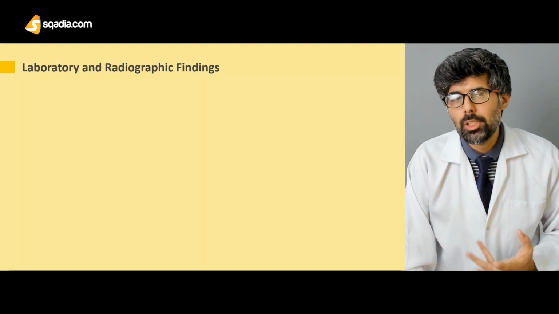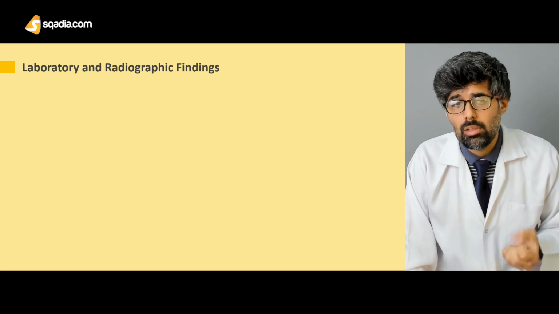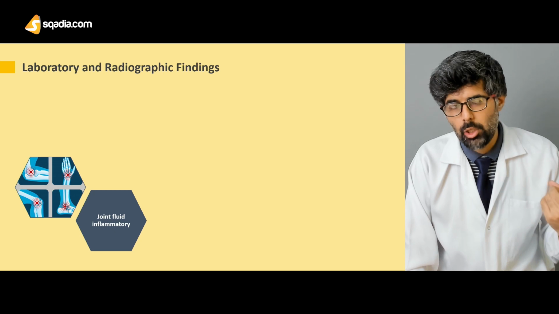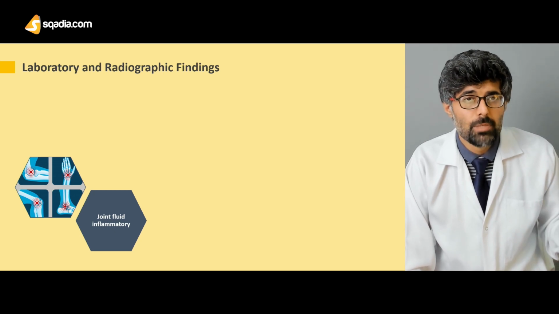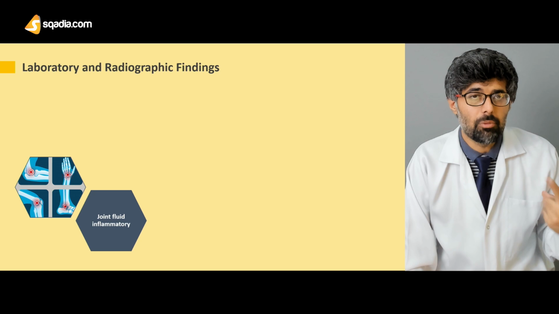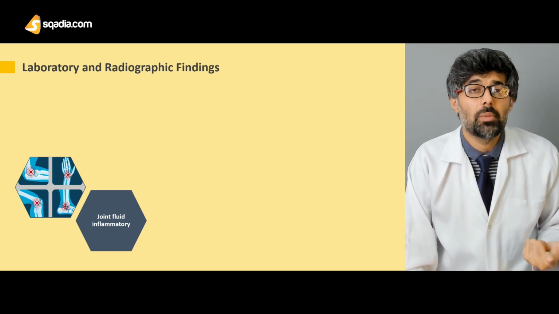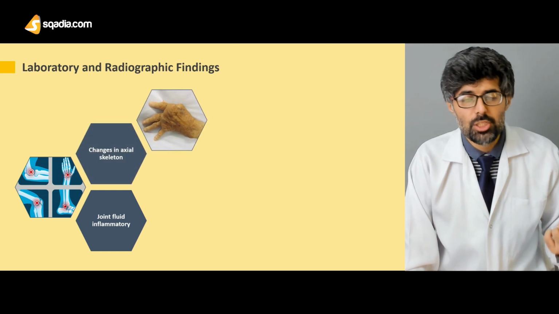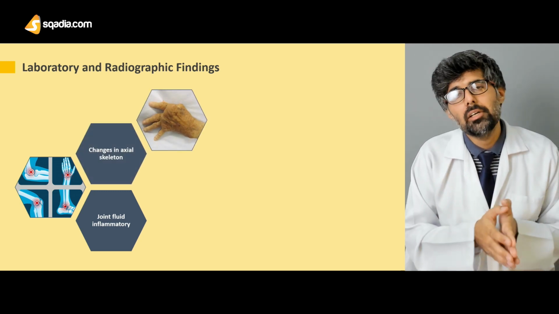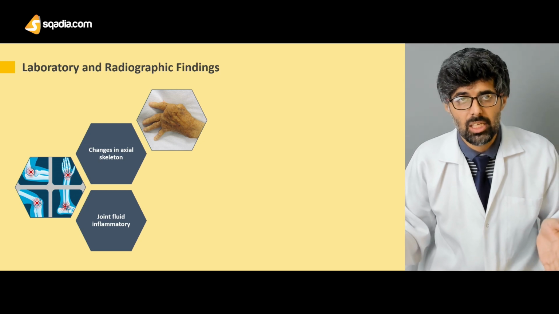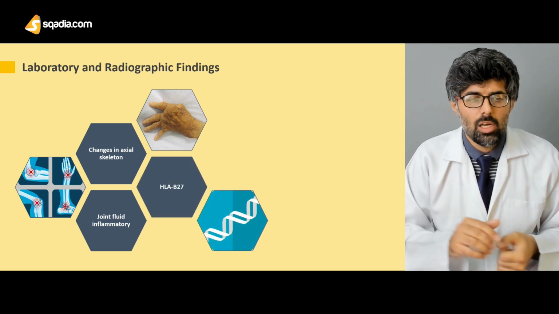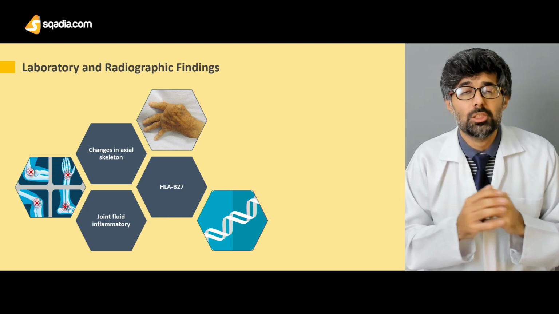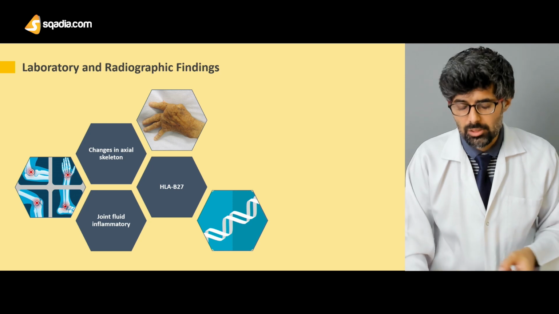Now, as for the laboratory and radiographic findings in these patients, we have the joint fluid cytology, and that always comes back inflammatory because it is an inflammatory or pro-inflammatory disease. We have changes in both the axial skeleton and the peripheral skeleton. We have the presence of HLA-B27, which we have discussed in detail in the other sections.